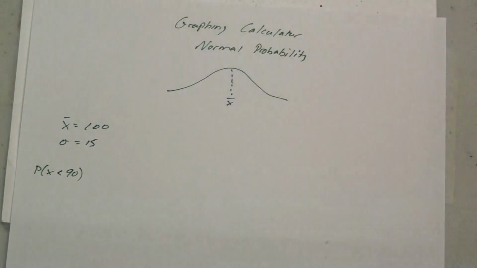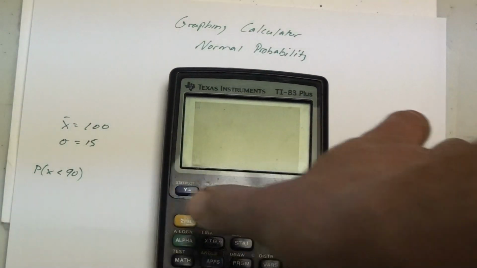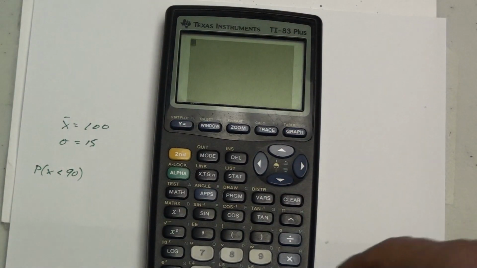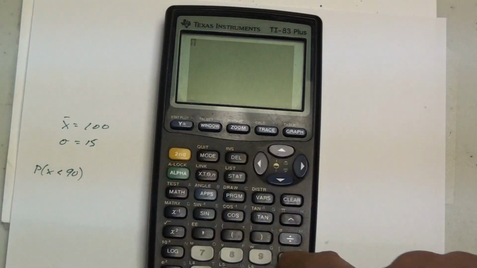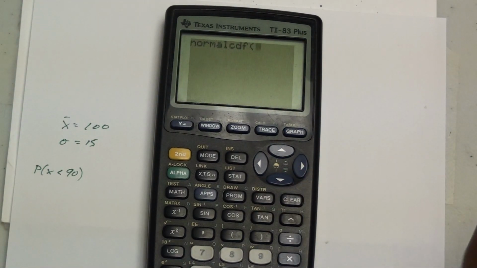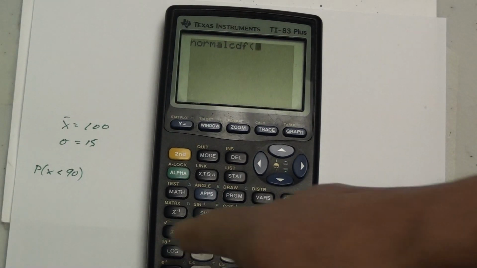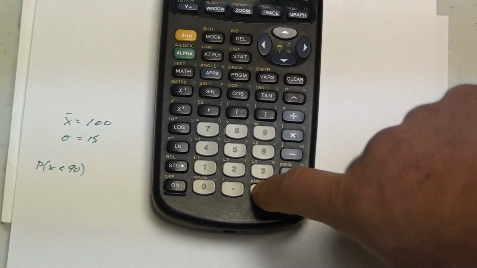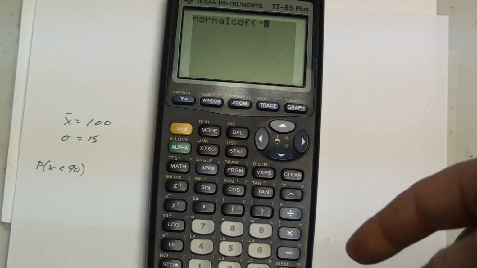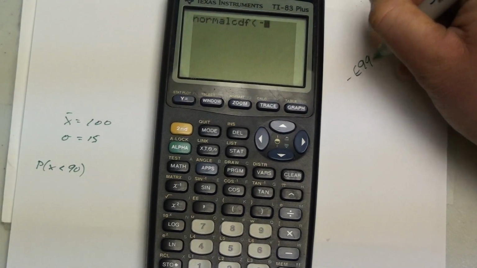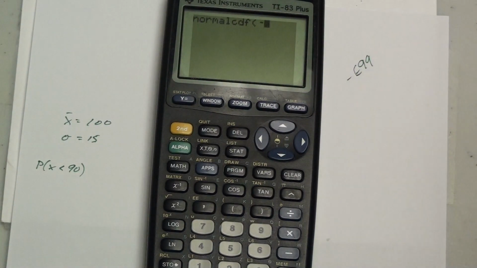If I was to do that on a TI-83 graphing calculator, everything is the exact same steps, it doesn't prompt you as much. So second, distribution, normal CDF, and you're going to have to put in your lower boundary, upper boundary, average, standard deviation. So if I'm looking for less than 90, my lower boundary is, I'm using negative E for negative E99. Negative E99 was what the graphing calculator determines as being negative infinity.